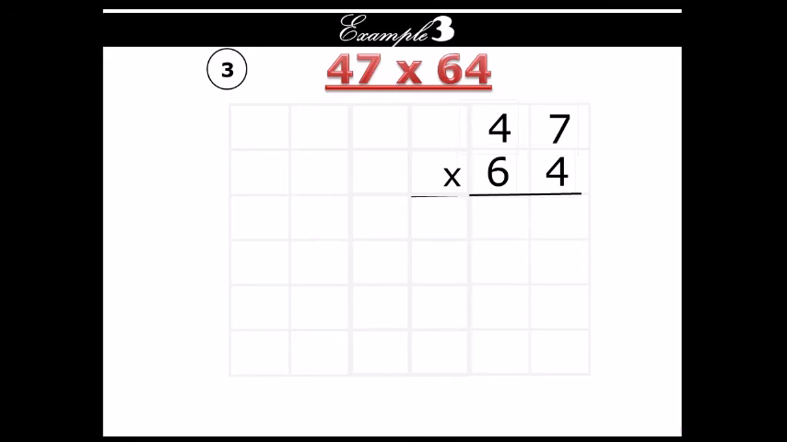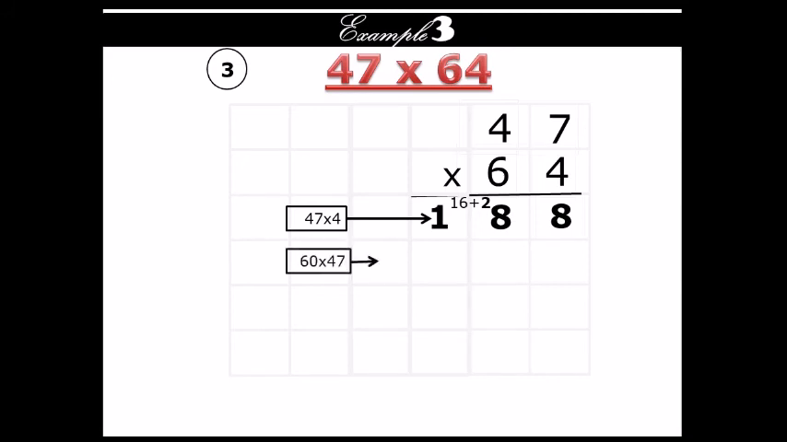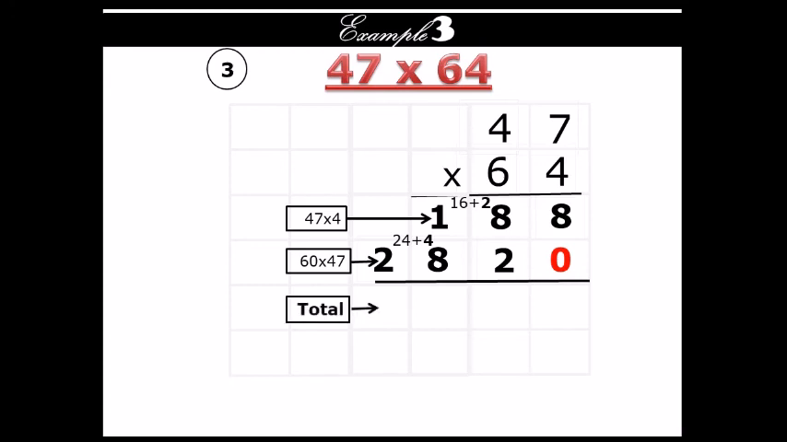and then you take 4 times 7 is 28. So you write 8 and then you reserve 2. You have 4 times 4, 16. 16 plus 2 is 18. Then you take 6, but then you put 0 there, or 60. Then you multiply 6, you put 0 there, 6 times 7 is 42, remainder 4. 6 times 4 is 24, plus 4 is 28. So you have 2820. So you add them up.